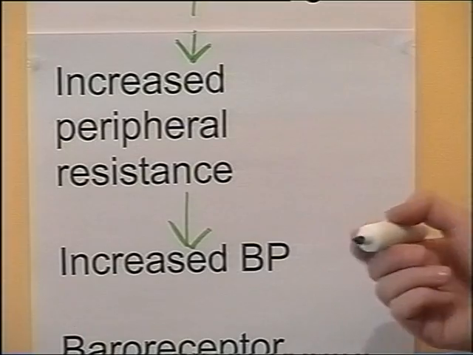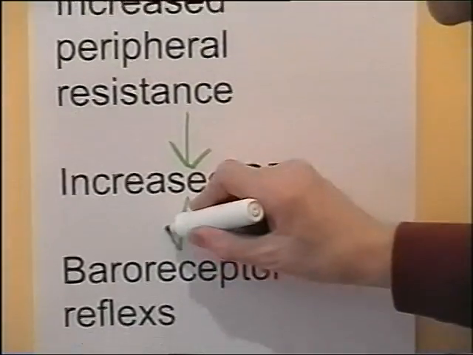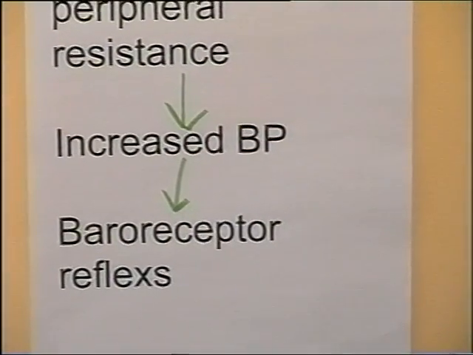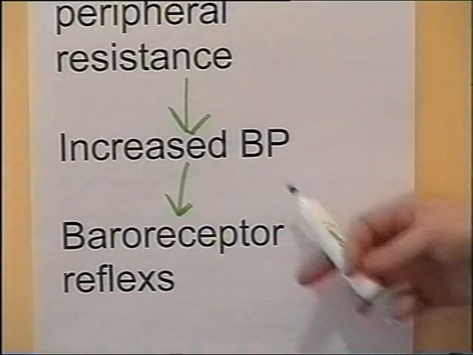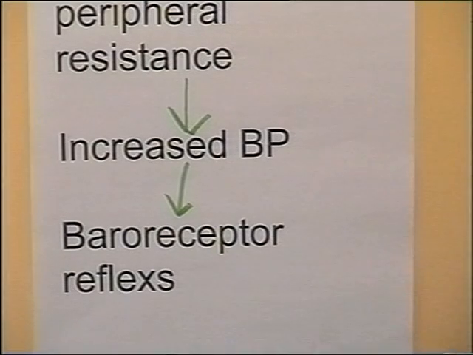And it seems that the baroreceptors must be involved in this as well, because normally if you had an increased blood pressure, you would get an increased number of nerve impulses going from the baroreceptors to inhibit the sympathetic outflow from the vasomotor center, and this does not seem to happen. So the baroreceptors appear to lose their sensitivity to the increase in blood pressure.